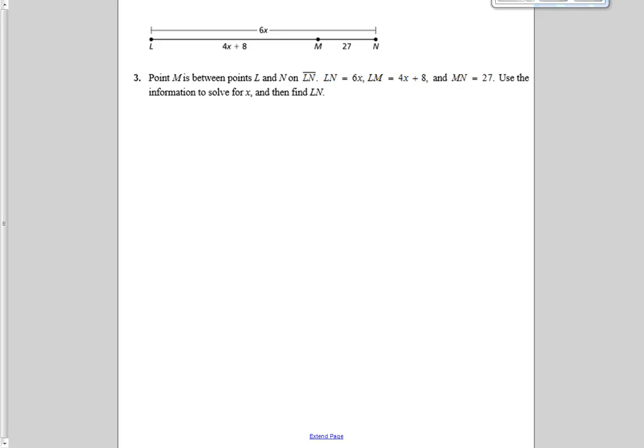Alright, all three of these are really kind of the same thing. Looking at segmentation, I put these together. So if I put what I know on here, before I even get into the numbers, the segment addition postulate says that if I take this piece, LM, and I add this piece, MN, the result is the entire thing.